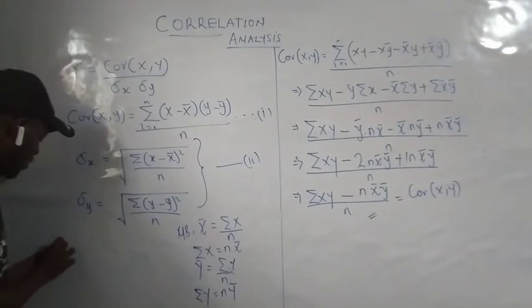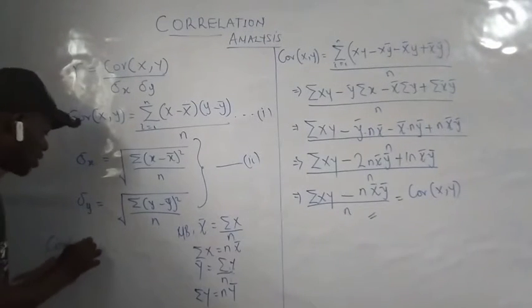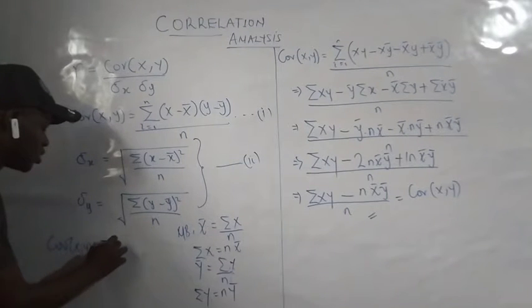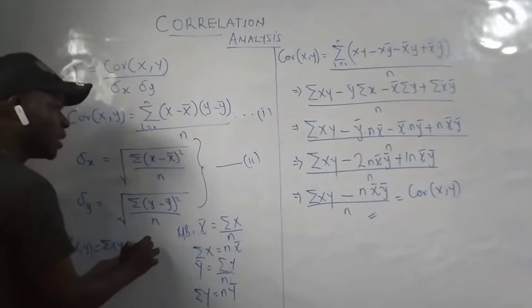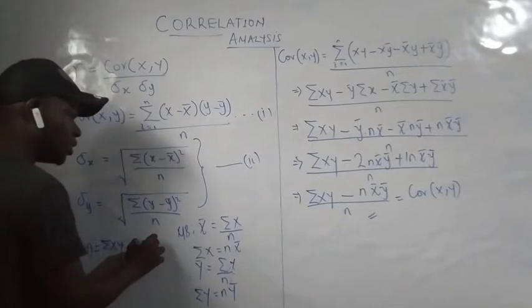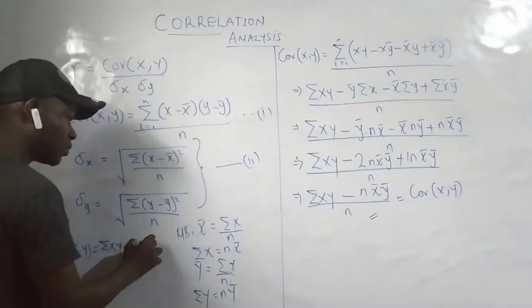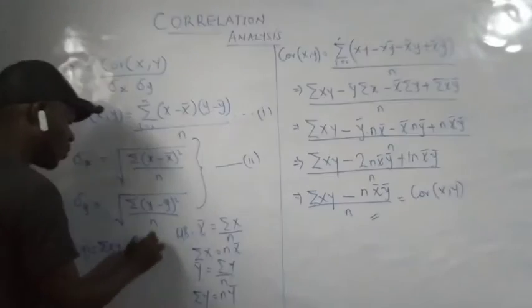So I have my covariance of xy to be equals to what? The summation of xy minus n, and the summation of x bar y bar.